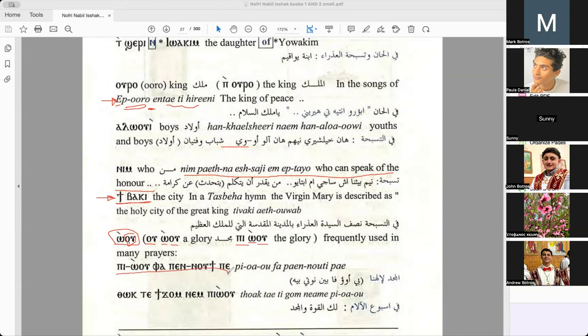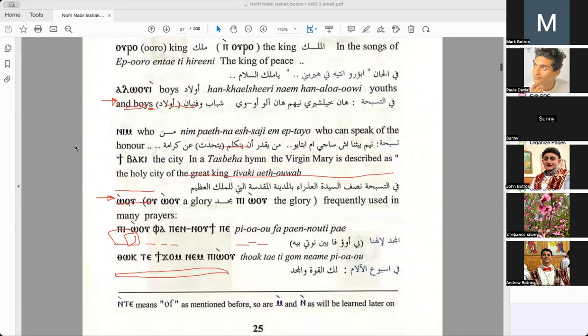Andreas. This one here. P-O-O fa pennuti be. Right? P-O-O fa pennuti be. Very good. Last one. Dumadius. Soak Tetigom MPO. Okay, and this is page 25.